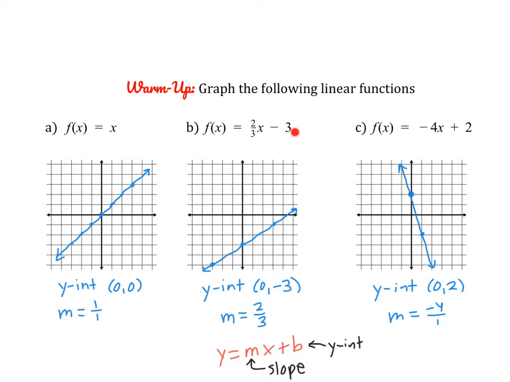In part B, our y-intercept is going to be (0, -3), and our slope is 2/3, telling us to go up 2, right 3, or backwards, down 2, left 3. And then in the last example, our y-intercept is (0, 2), our starting point, and our slope is -4, telling us to go down 4, over 1. Or we could go up 4, left 1, but it would go a little bit off our graph, which is fine as well.